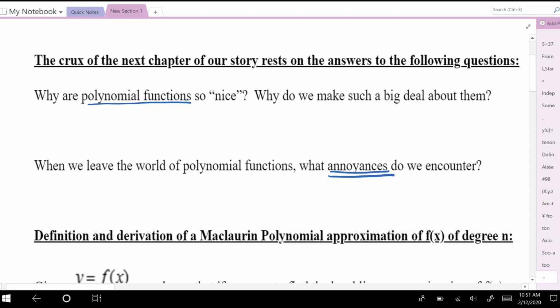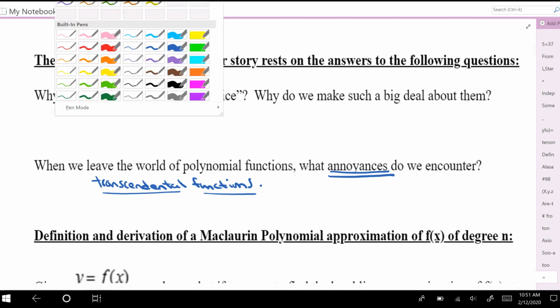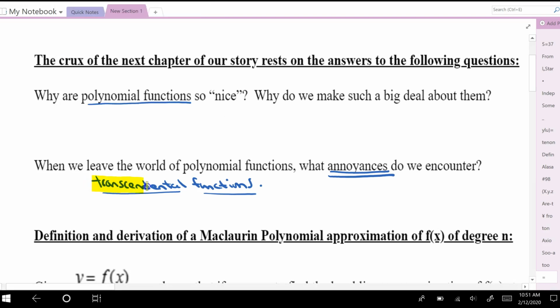And this world of non-polynomial functions, when you leave the world of polynomial functions and you enter the world of what are called transcendental functions, and this is such a lovely word. Transcendental functions is a pretty complicated definition, but for the purposes of us tonight, I'm just going to say that transcendental functions for us right now are not polynomial functions. They transcend the world that polynomial functions occupy, which means they go above and beyond, right?